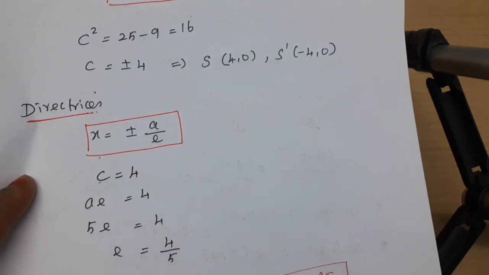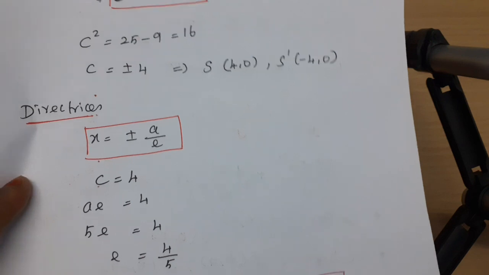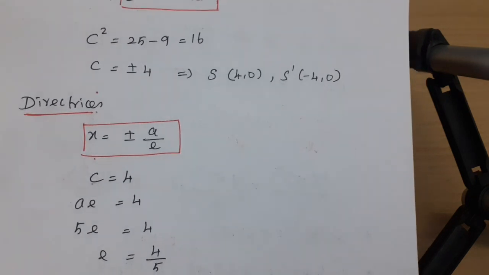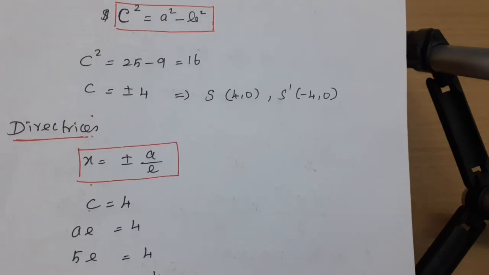Remember the four things properly, and you will easily be able to draw the graph and identify the types of conic. It is very easy for you, but you must understand it very properly.